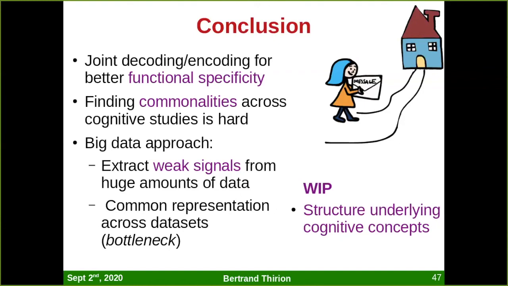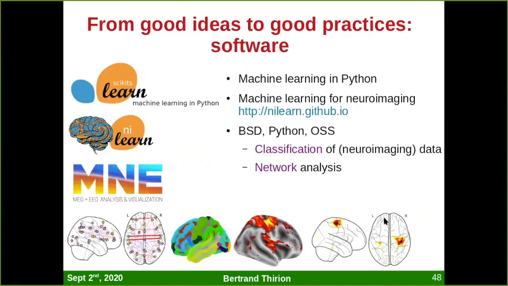So what I presented today was a big data approach, which I know cognitive neuroscientists don't always like, but I think it's at least a way to better leverage the data that we have already generated collectively. The general philosophy of this approach is to extract weak signals from a huge amount of data and to find common representations across data sets, which I also call the bottleneck in the neural network model. Of course, there is a lot of ongoing work, especially on identifying the structure that underlies the cognitive concepts to be able to better label images.